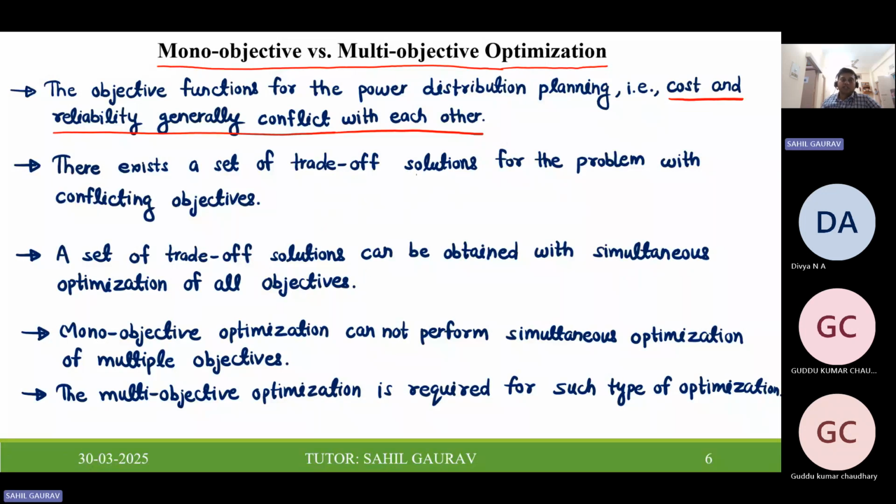So for these multi-objective optimization functions, mono-objective optimization cannot perform simultaneous optimization of multiple objectives. Here we need to perform simultaneous optimization of these multiple objectives, this cost function and reliability objective function. Therefore, multi-objective optimization is required for this type of optimization. So mono-objective optimization cannot perform simultaneous optimization of multiple objectives.